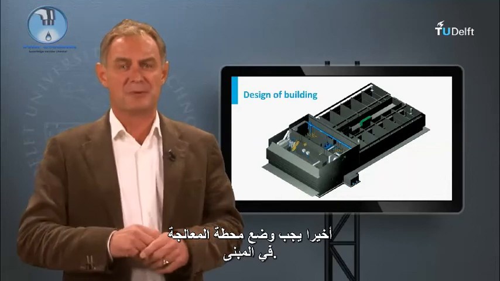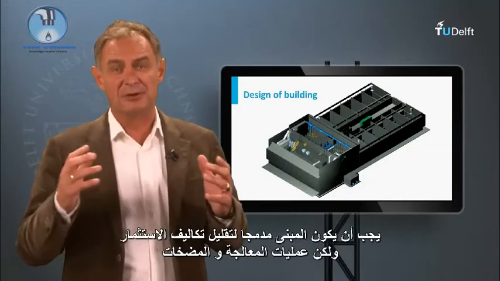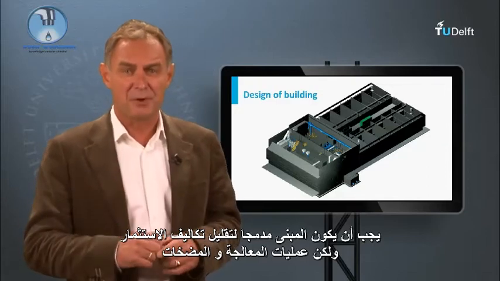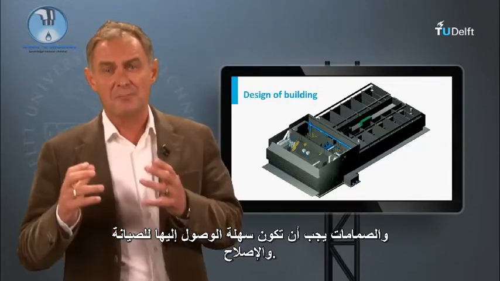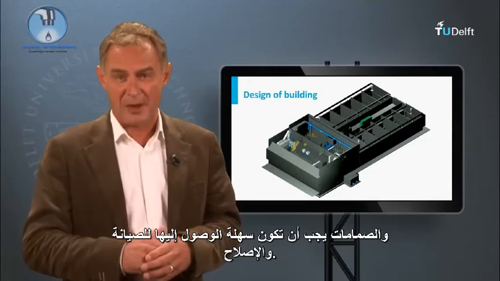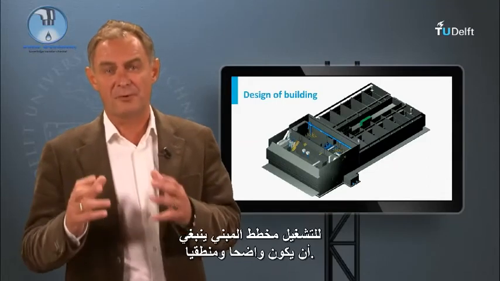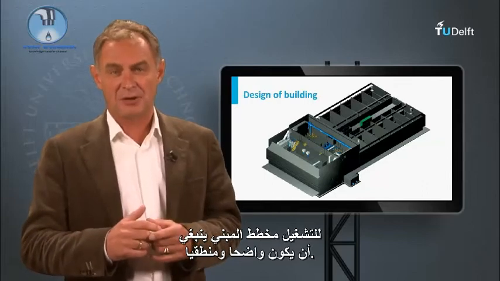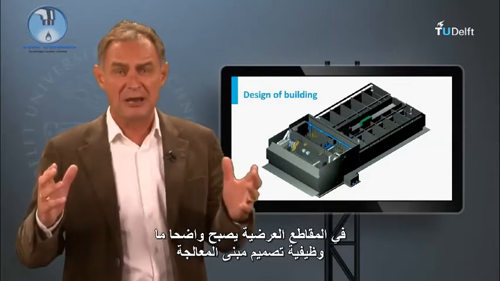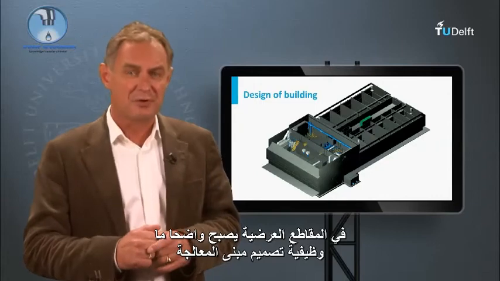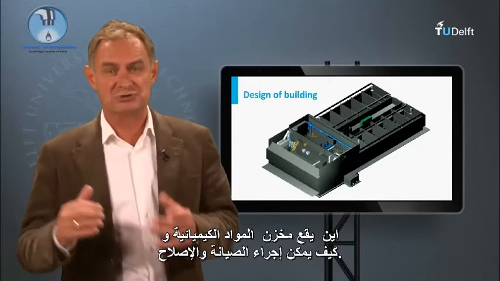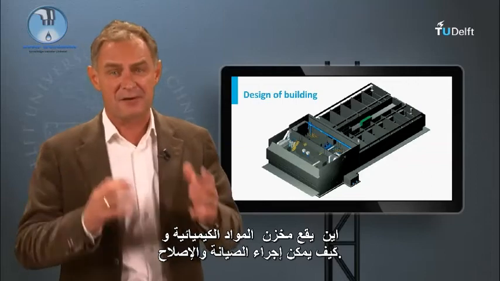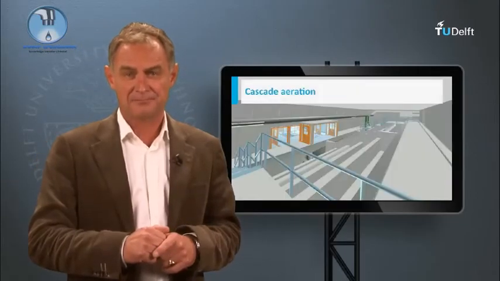Finally, the treatment plant must be positioned in a building. The building must be compact to diminish investment cost, but the treatment process, pumps and valves must be accessible for maintenance and repair. For operation, the layout of the building should be clear and logical. In the cross-sections, it becomes clear what the functional design of the treatment building is, where storage of chemicals, for example, is situated, and how maintenance and repair can be performed.